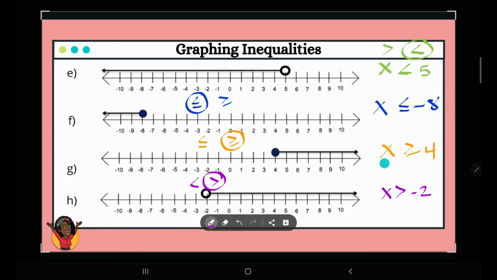Okay, so for E, we have x is less than 5. For F, x is less than or equal to -8. For G, x is greater than or equal to 4. And for H, x is greater than -2.